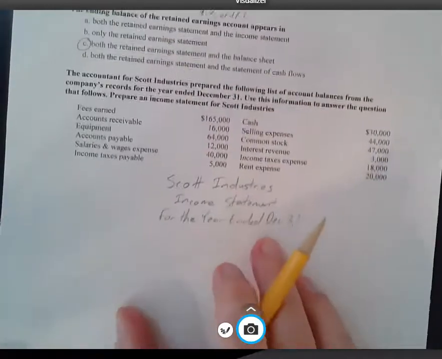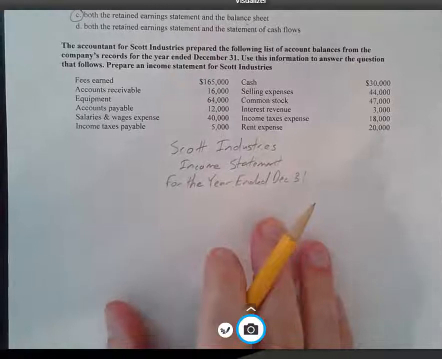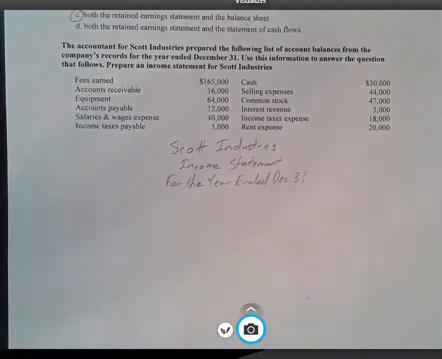All right, the next little deal we have here, they're actually wanting us to prepare an income statement, and I've put the little header there to save some time. It says, the accountant for Scott Industries prepared the following list of account balances from the company's records for the year ended December 31. Use this information to answer the question that follows. There is no question, but it just gives you an order. It says prepare an income statement for Scott Industries.